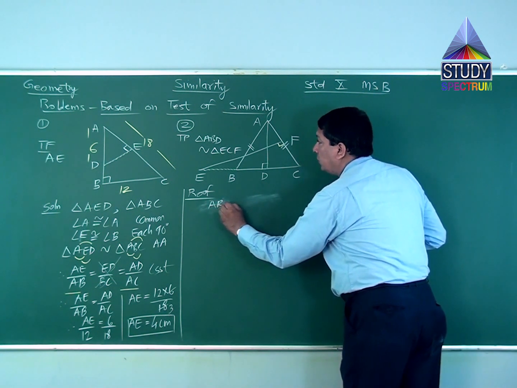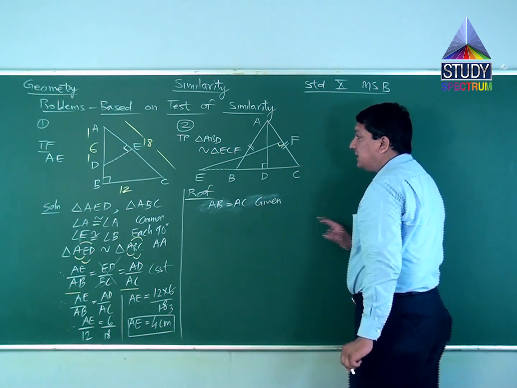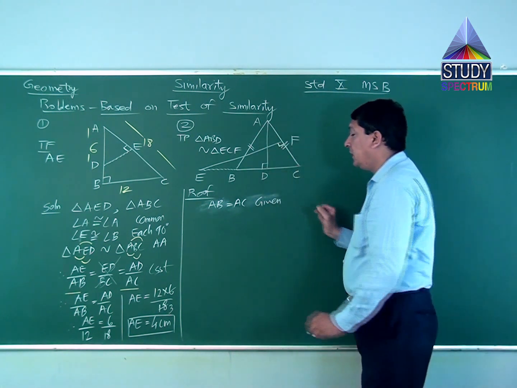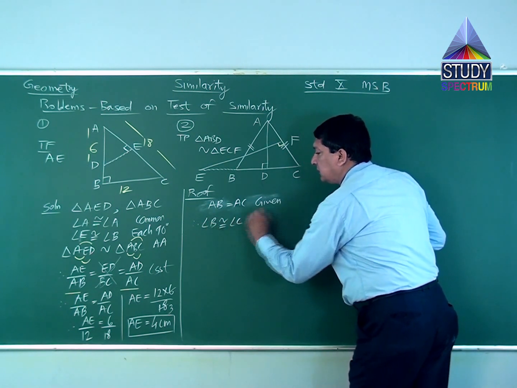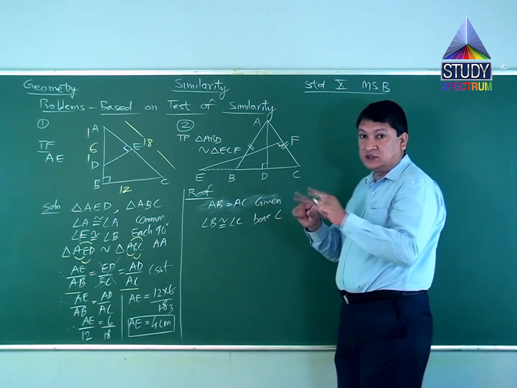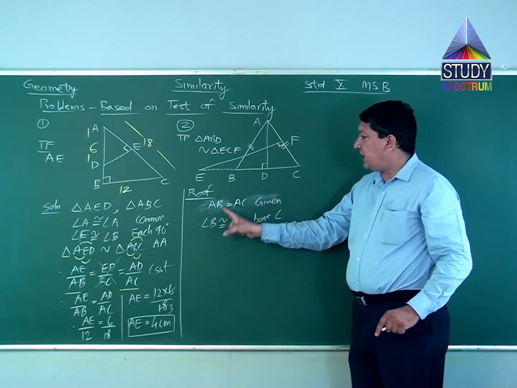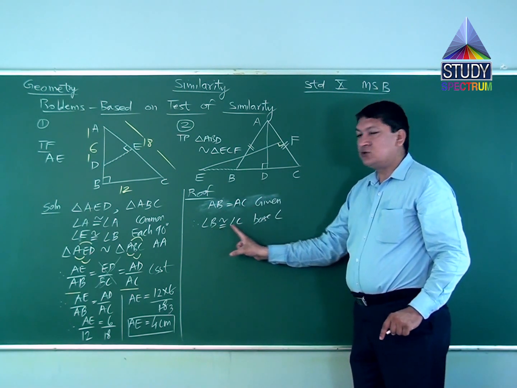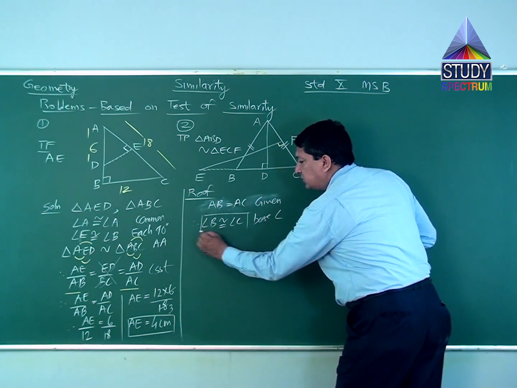AB congruent to AC, this is given to us. Therefore, angle B congruent to angle C, base angles are congruent. We know that in an isosceles triangle, if sides are congruent, base angles are congruent. So if AB is congruent to AC, angle B is congruent to angle C. This is a property of an isosceles triangle.